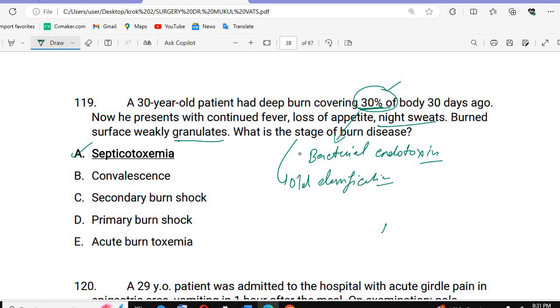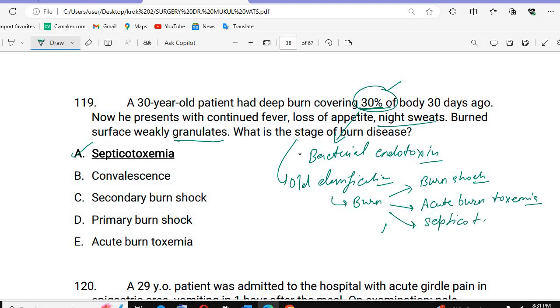Based on that, we classified the burn disease into burn shock, which is the first period of the burn disease, and the shock duration will be given. After that there will be acute burn toxemia, and after that septicotoxemia, which is the burn infection stage. After that there will be the period of reconvalescence.